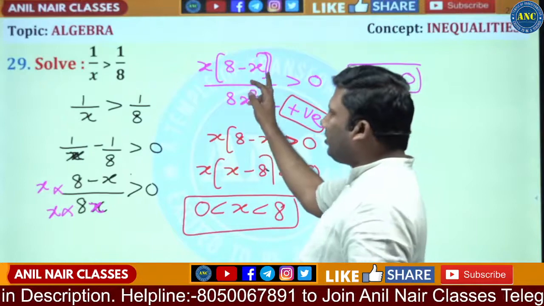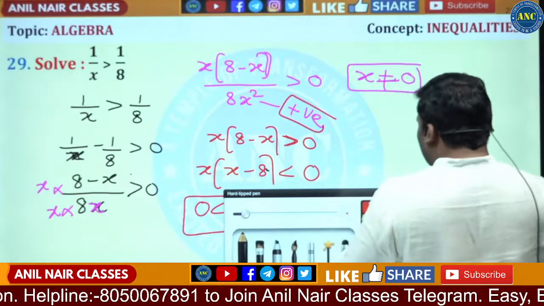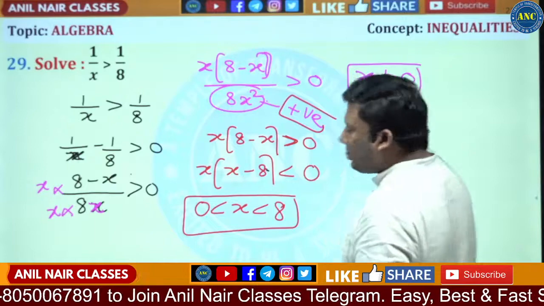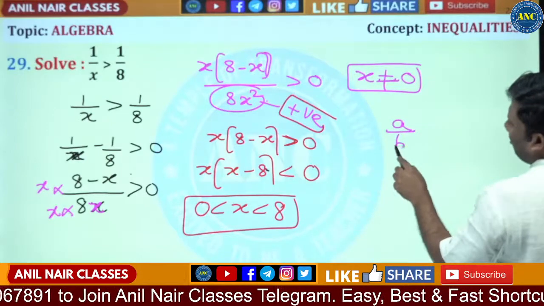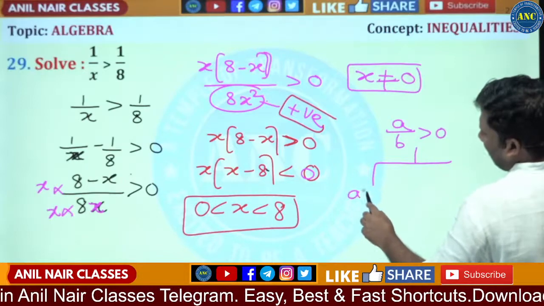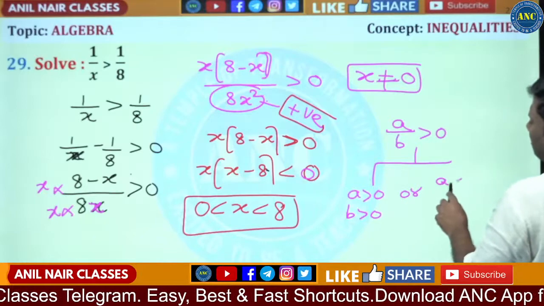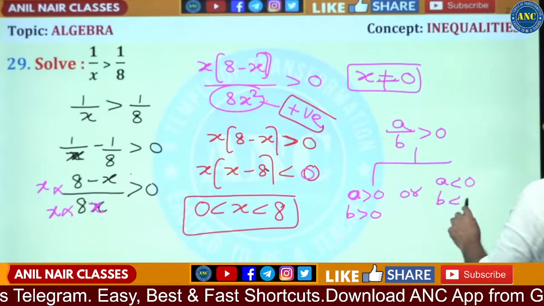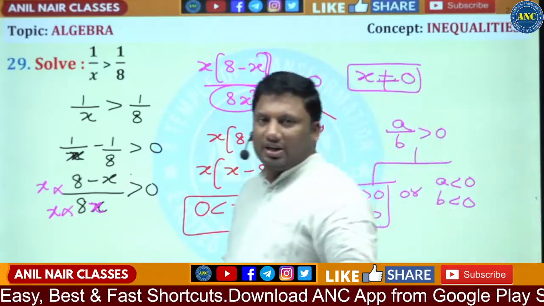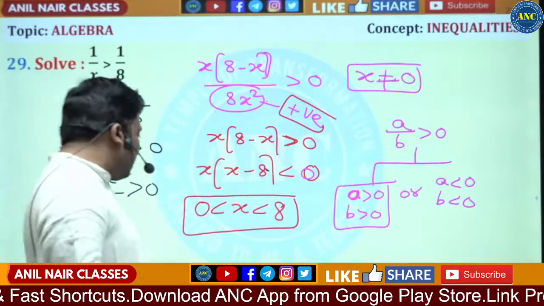So x into 8 minus x by 8x square. Any square function is always a positive value. So whenever there is a rational function, a by b greater than 0, two cases will come: a is greater than 0 and b is greater than 0, or a is less than 0 and b is less than 0. I made the case where the denominator is greater than 0. Positive by positive is positive, negative by negative is also positive. I hope the idea is clear.